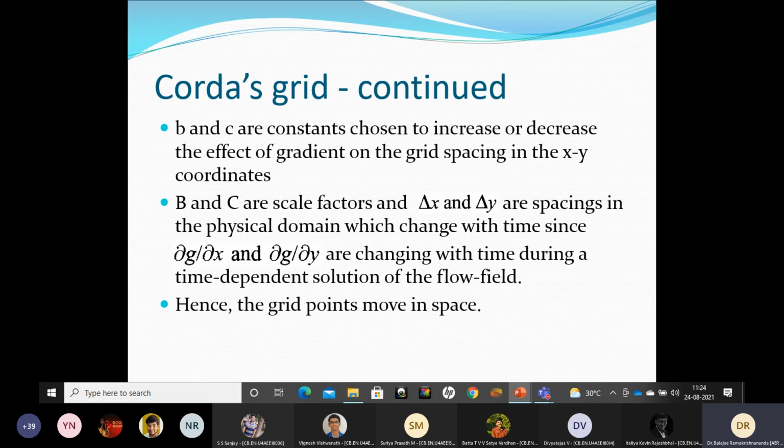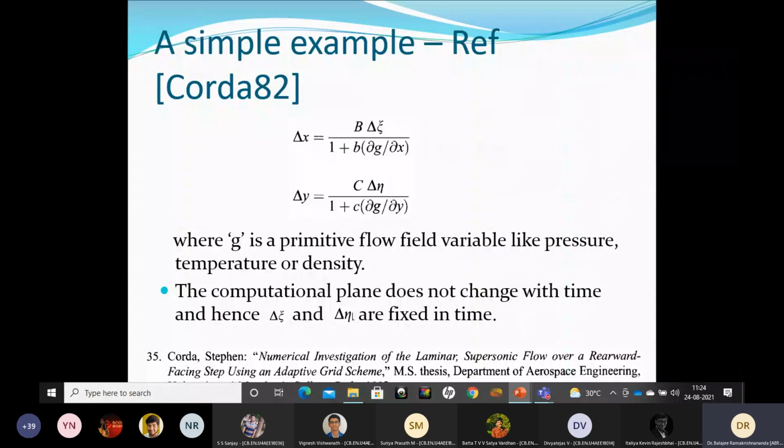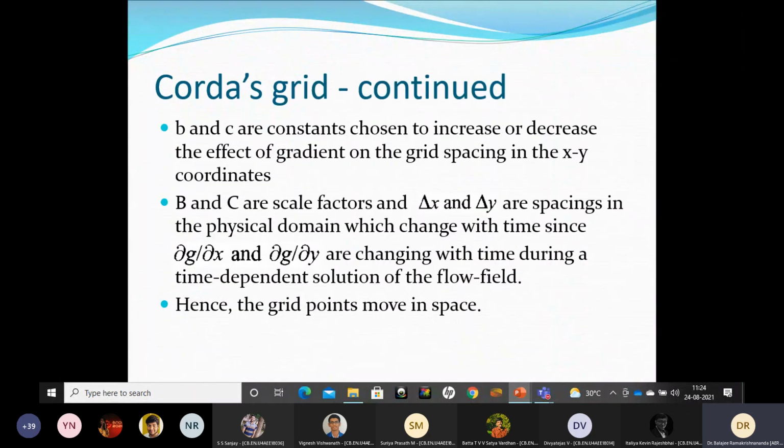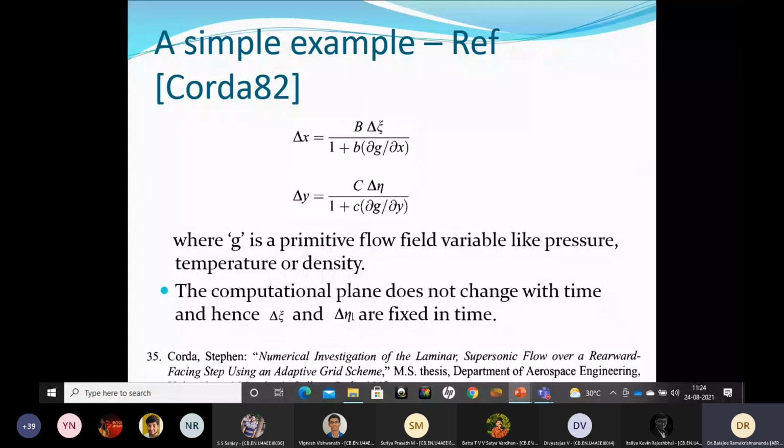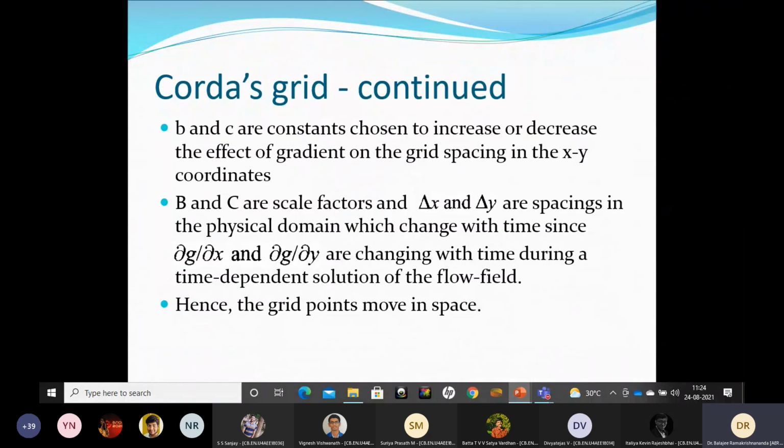Small b and small c are constants chosen to increase or decrease the effect of gradient. Suppose you want it to be very sensitive, you give high values. If you want it to be only little sensitive, then you give low values of small b and small c in this formula. Then capital B and capital C are scale factors. You want 2 times, 3 times, 4 times. Then you have one more way of controlling it by capital B and capital C.